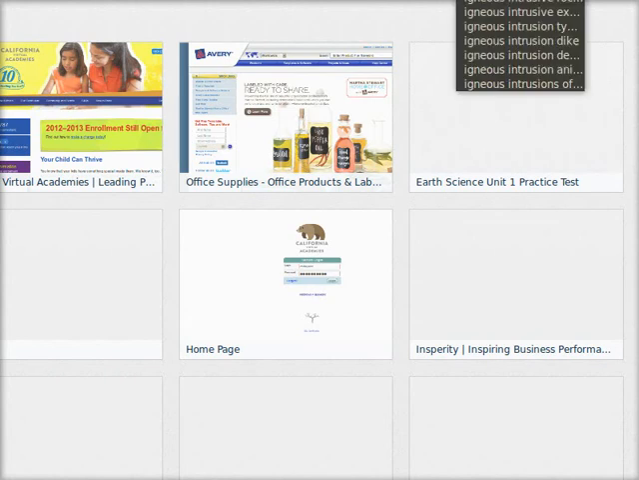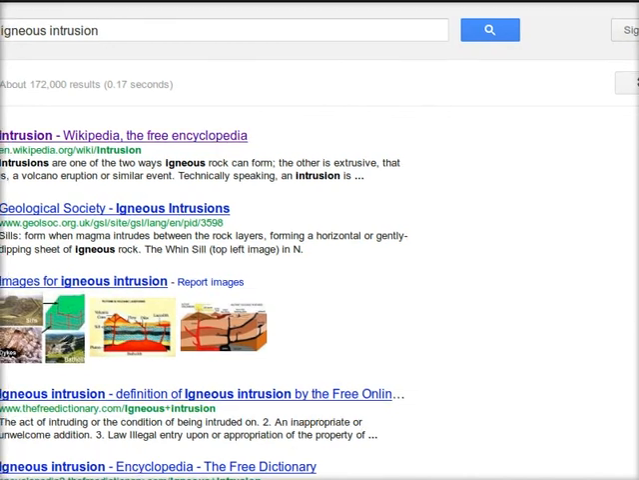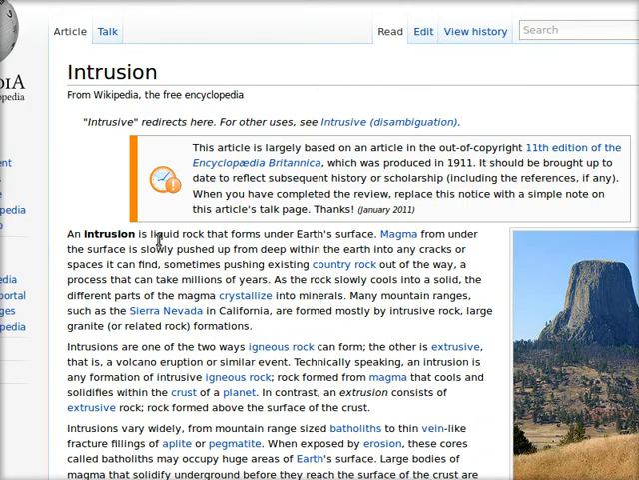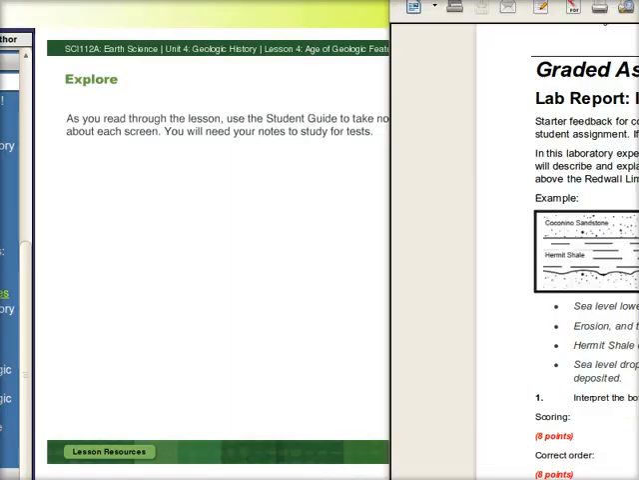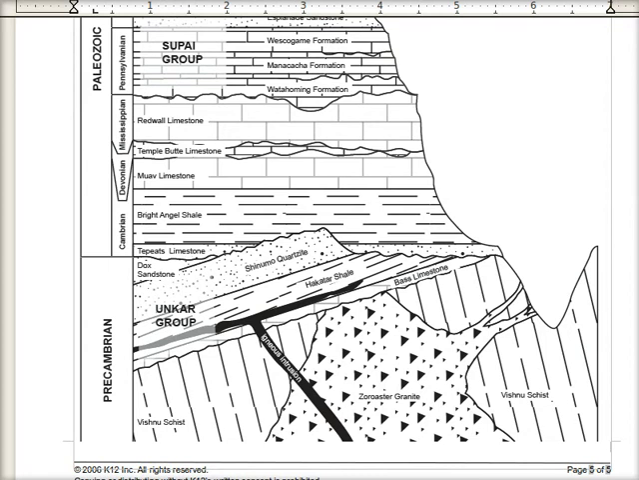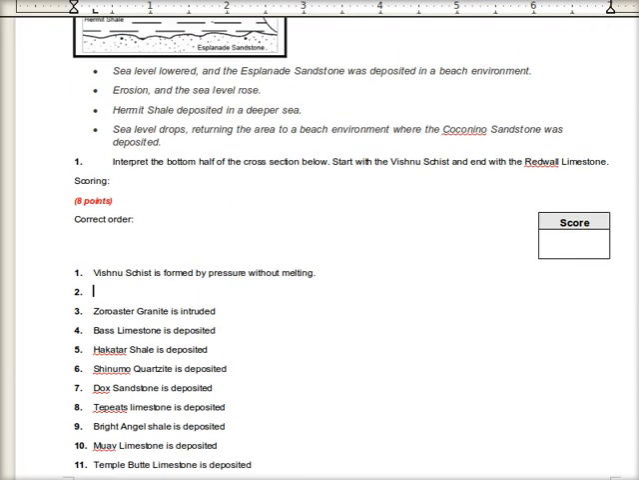Igneous intrusion. I'm typing that in now. Okay, here's an intrusion. An intrusion is liquid rock that forms under the Earth's surface, magma. Okay, now we know what causes an intrusion. It's magma. It's liquid rock. So if we go back to our lab report, here it is. We know what caused the Zoroaster granite, what caused this intrusion. It was liquid rock, or magma.